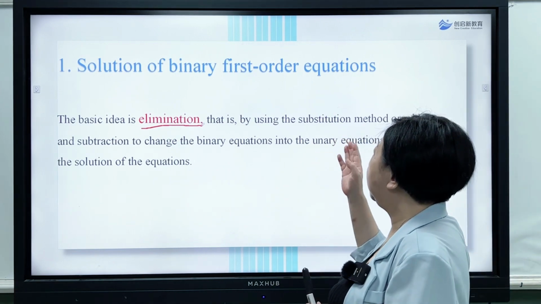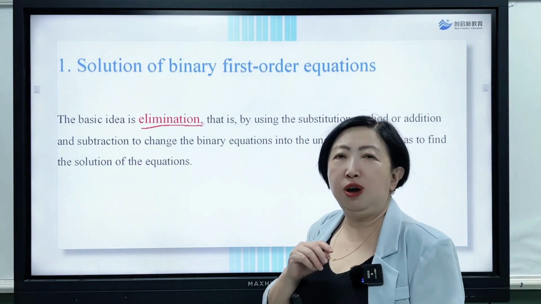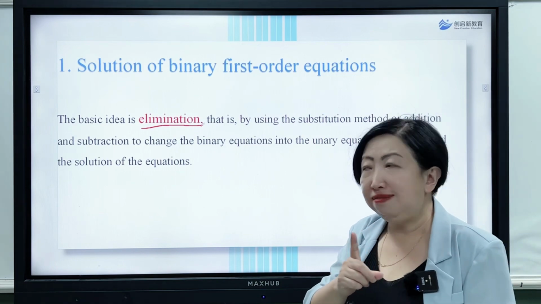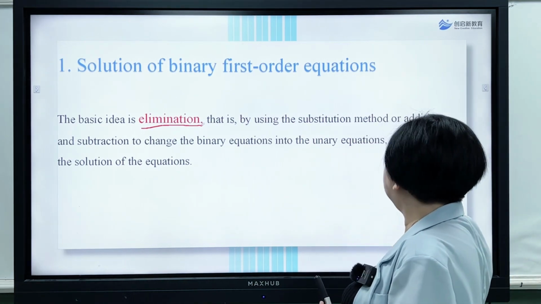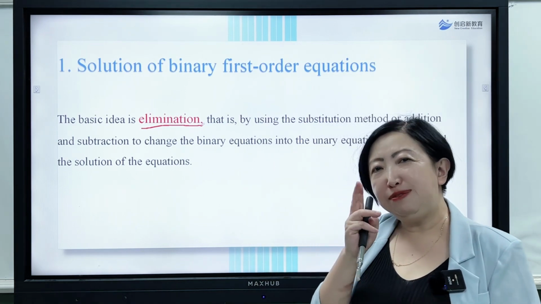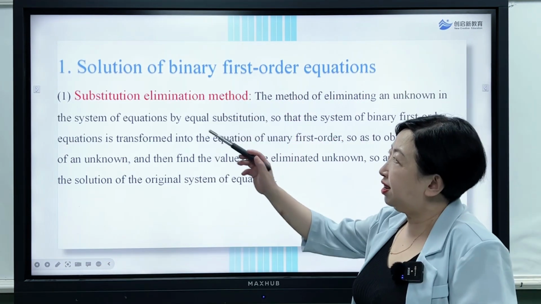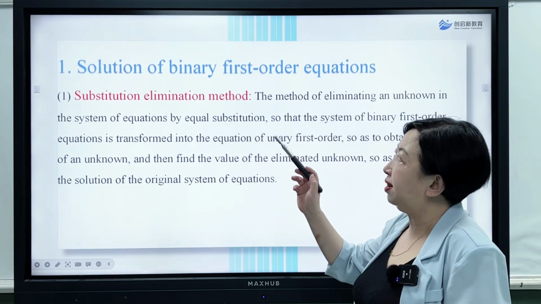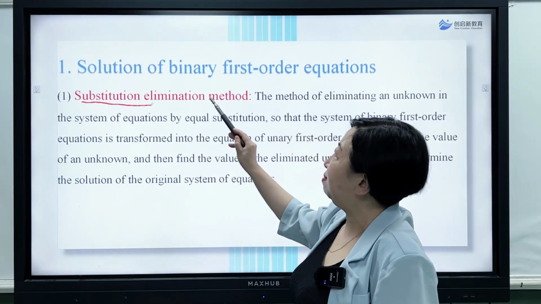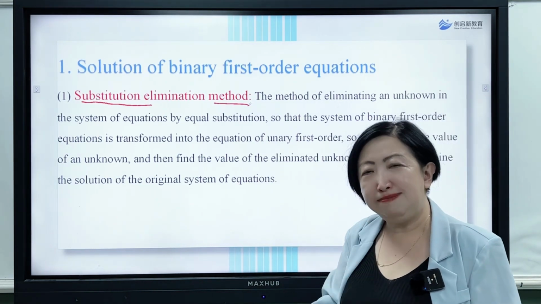That is, by using the substitution method or addition or subtraction to change the binary equation into a unary equation so as to find the solution of the equations. We know we have two basic methods. The first method is the substitution elimination method. We call this the substitution method.